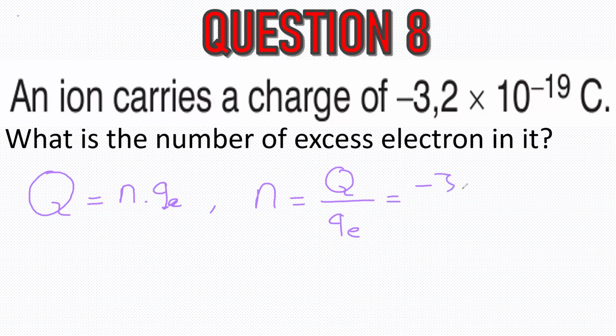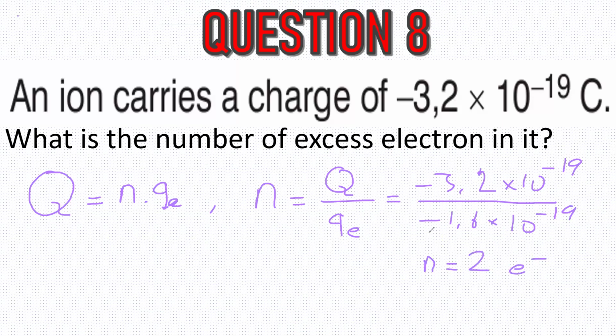And charge is negative 3.2 times 10 to the power of minus 19 over negative 1.6 times 10 to the power of minus 19. When you calculate this, you can get N equals 2 electrons. Done. This is not number of electrons transfer, guys. This is charge on one object. You have object here, let's say object X. On object X, you have charge negative 3.2 times 10 to the power of negative 19 coulombs.